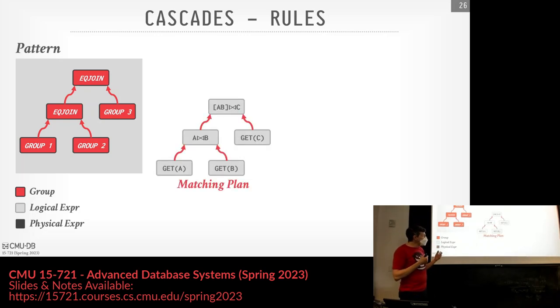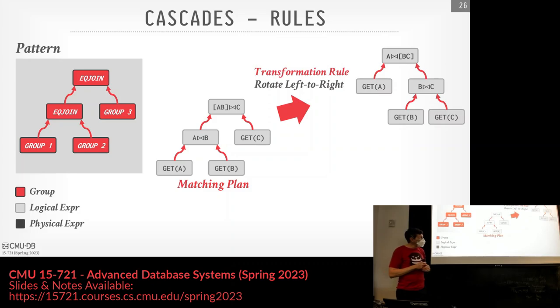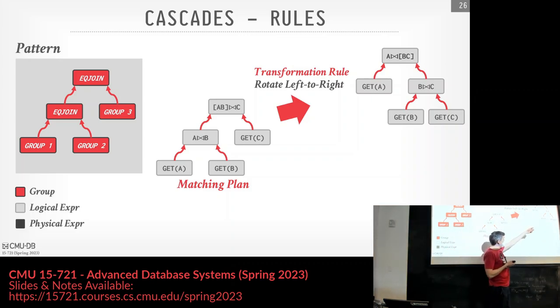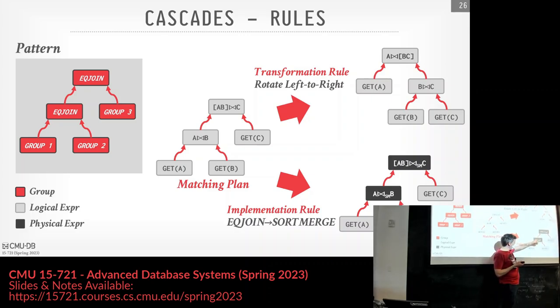So if our plan looks like this, this would actually match, because we would have an expression here to do a join A and B, and then we have another expression here that takes the output of A and B put together and then joins it with C. So in this case, this rule would match this pattern. So we can have a transformation rule that just converts it from a left deep tree to a right deep tree. So now we're going to join B and C first, and then join the output of that with A. Or we're going to have an implementation rule where we convert the logical plan nodes that say how we're going to do the join into physical plan nodes that say, I'm going to use a sort merge join for this and a sort merge join for that.